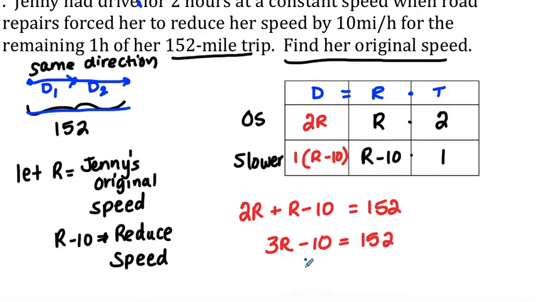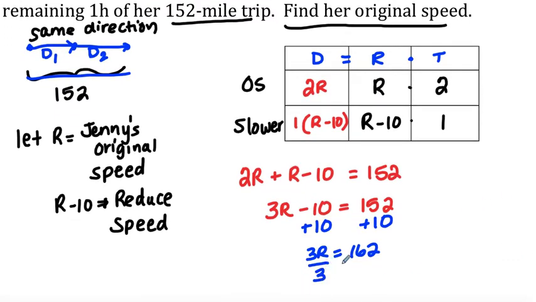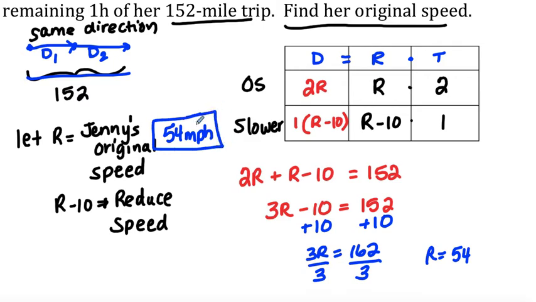We add 10 to both sides. We get 3R equals 162. We divide both sides by 3 and grab that calculator and we get that R equals 54. And so that's Jenny's original speed, so 54 miles per hour. 54 miles per hour is how much she went for those first 2 hours.